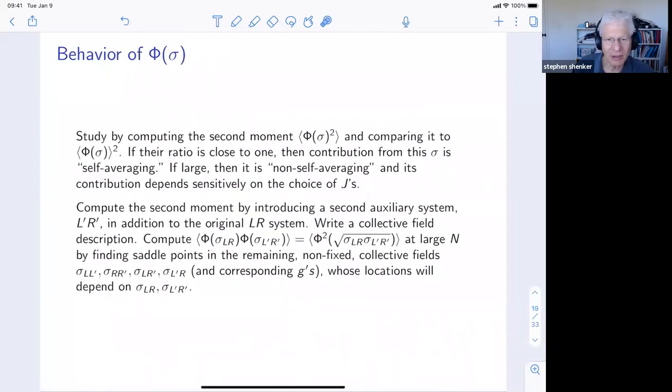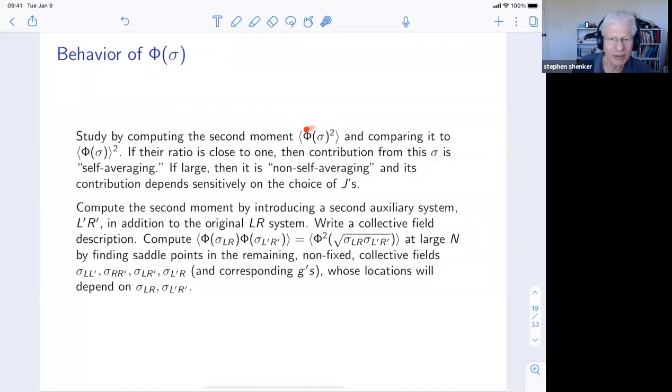But we find out where phi is big by computing its second moment. And if the ratio of the second moment to the first moment, the average, squared is 1 or close to 1, then the contribution from that value of sigma is self-averaging. It's about the same as if you had done the averaging first. If this is much bigger than this, then it's non-self-averaging. And its contribution depends sensitively on the choice of j's.